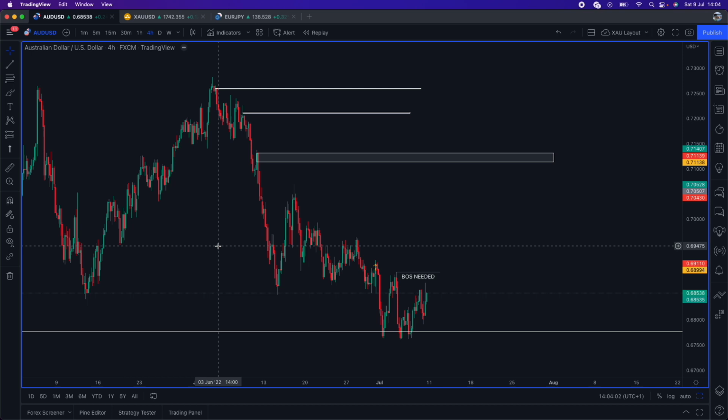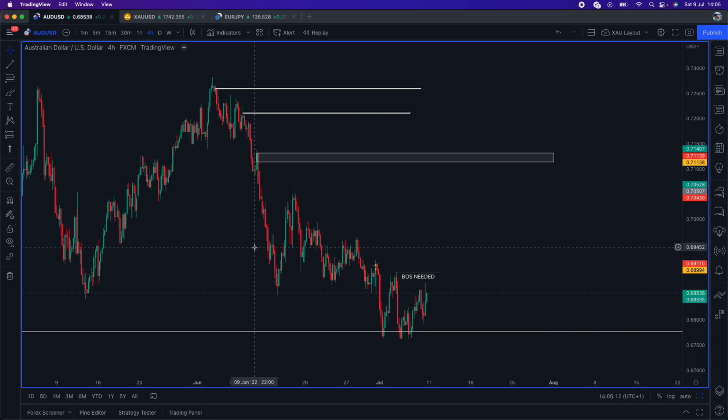Anyway, getting back to today's analysis, there's 3 pairs that I'm going to be looking at. I've got AUD USD, XAU USD, and Euro JPY. These are the 3 pairs that I've scouted and seen some good potential for.